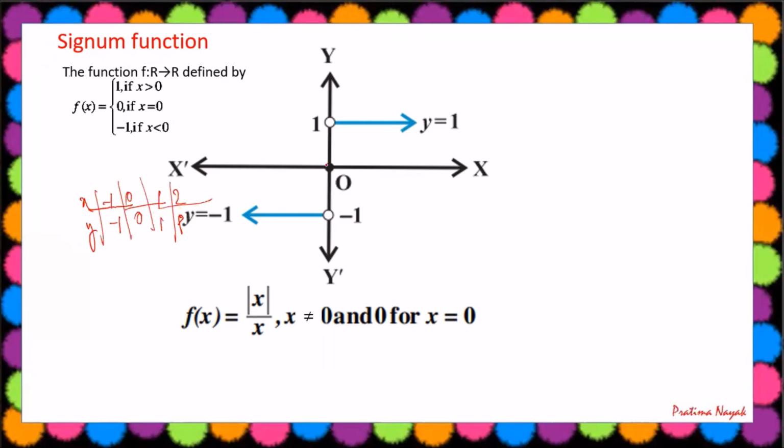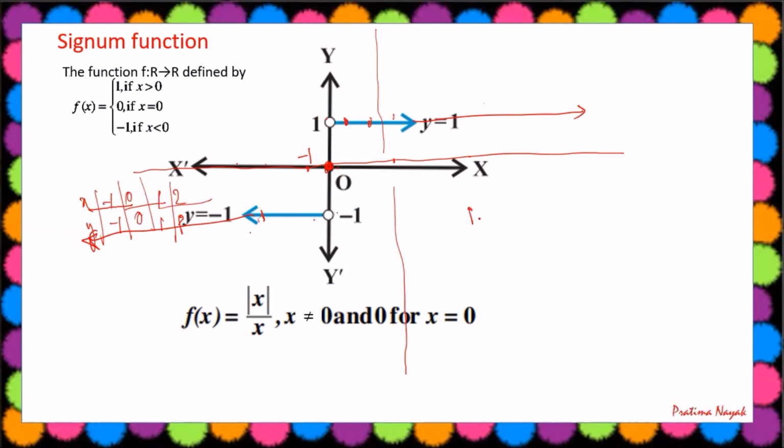So the graph has the point (0, 0). Then (1, 1), (2, 1), (3, 1), (1001, 1), (1 lakh 1, 1). Similarly here, at -1 it will be -1, at -2 also -1, at -3 also -1. So in the domain, I can extend in all directions, here and here. But when I talk about y, I'm not getting all the values. It is not spreading from this end to this end. It is only 1, 0 and -1.